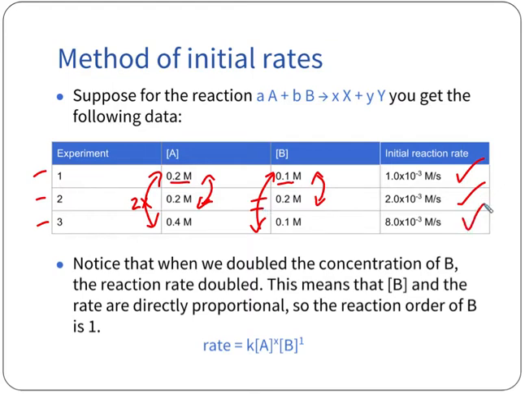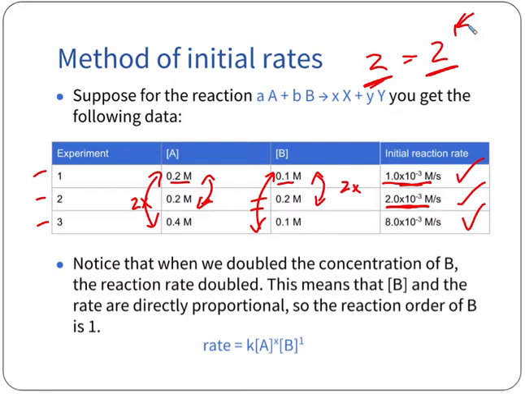But I want you to look at something very carefully. From the first experiment to the second, we doubled B, right? B is now twice as large. Look at what happened to the reaction rate. It went from 1.0 times 10 to the negative third to 2.0 times 10 to the negative third. The reaction rate doubled when we doubled B. And what we said is that whenever you change the concentration, if the rate changes by the same amount, that means the reaction order is 1, because 2 to the first is equal to 2. If I double the concentration and it doubles the reaction rate, the reaction order has to be 1.